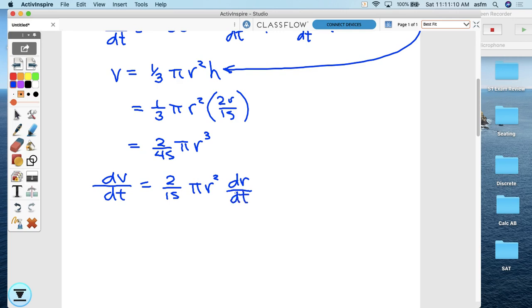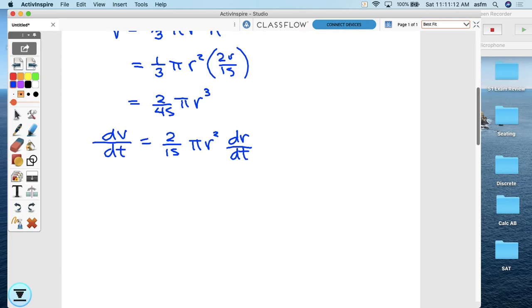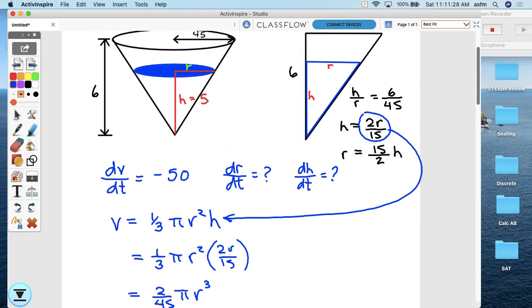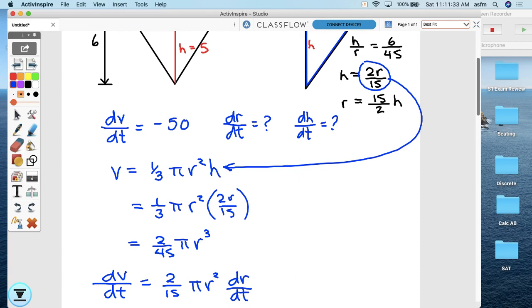Okay, I see now that I've got everything that I need to solve for dr/dt. dV/dt, I remember, was minus 50. So this is minus 50 equals 2 over 15 pi. And remember my radius, well, actually, I don't know my radius yet, so let's go up and get that. I know here that r equals 15 over 2 h, and I'm told that I want h equals 5. And so what I'm going to do is take this expression here and solve for the radius when the height equals 5.